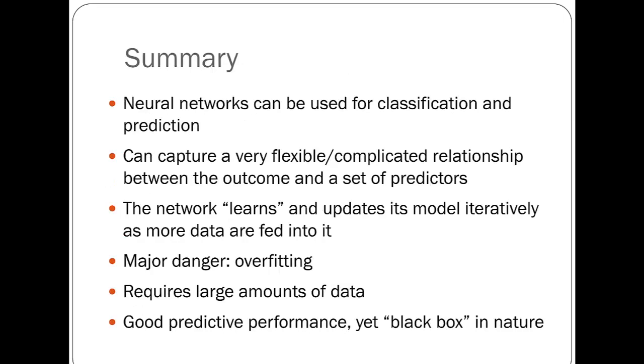So in summary, neural networks can be used for classification and prediction. They are very good at capturing complicated relationships between the predictor variables and the outcomes. The network is going to learn, and models are updated iteratively, especially as more data is fed into it. There's always a danger of overfitting. Typically, you're going to need large amounts of data in order for this to work well, and even if you do, this is still a black box. So it's very hard to intuit what's going on inside of the model.